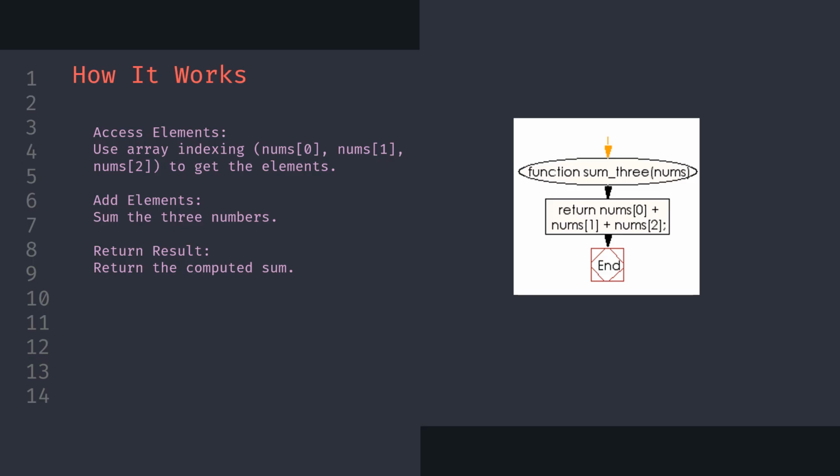First, we use array indexing to access each of the three elements. Then, we add them together and return the sum. This process is straightforward and can be implemented in a single line of code.